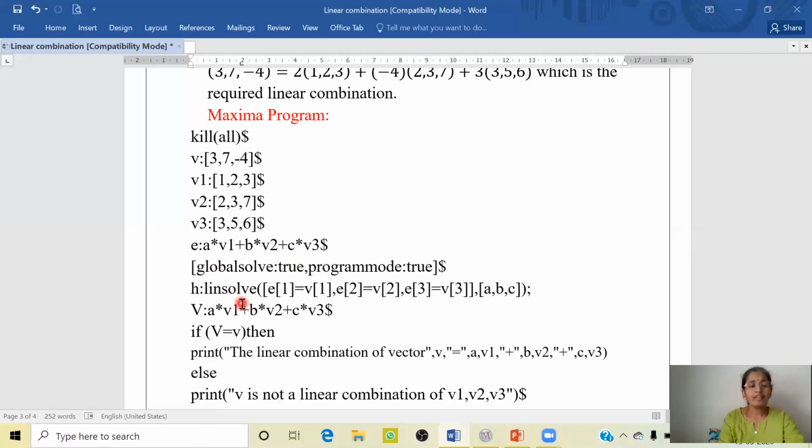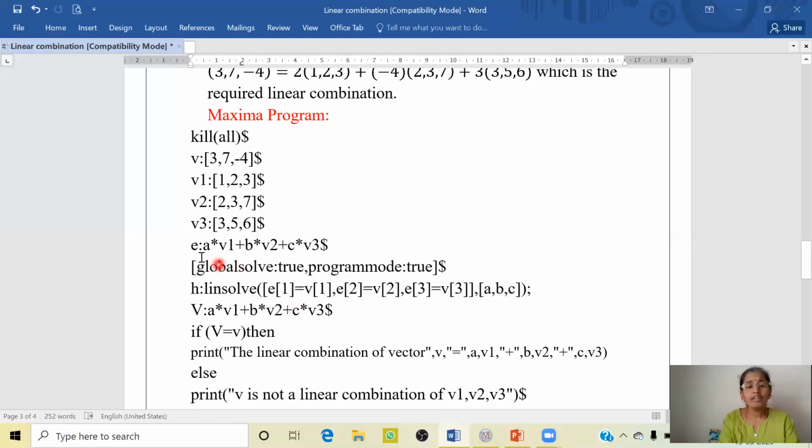If the length of the list of the variables does not match the number of linearly independent equations to be solved, then the result will be an empty list. So we are going to get an empty bracket here when the solution doesn't exist. So let us give the linsolve command here.